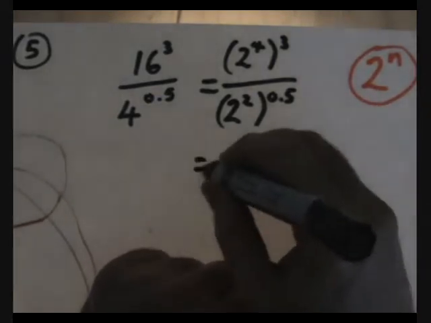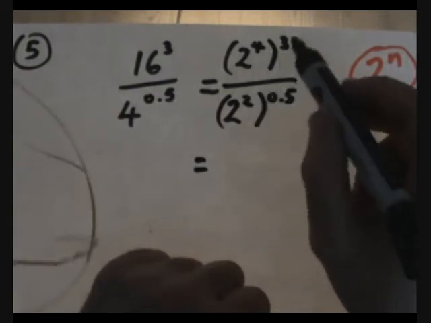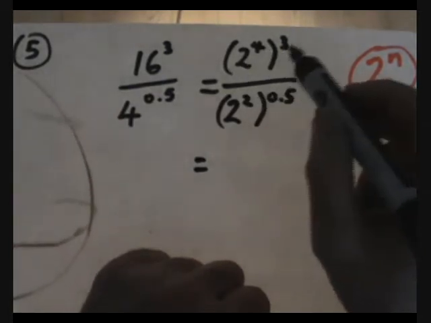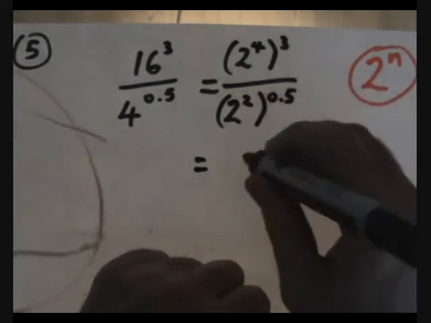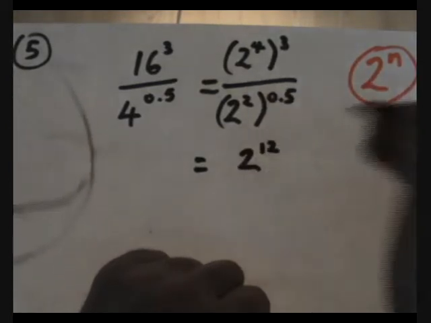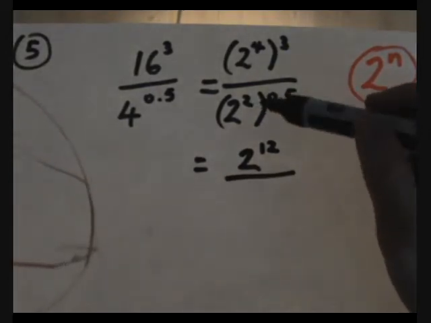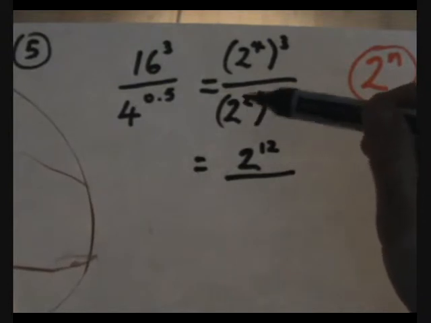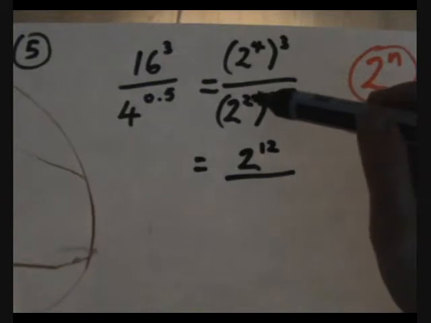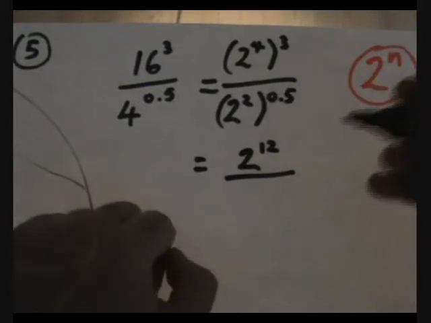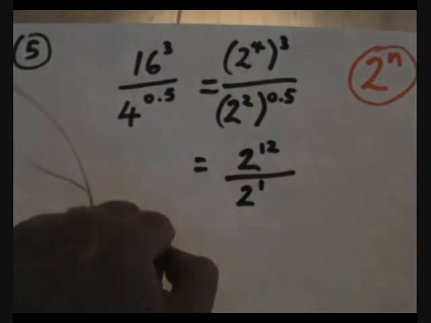final answer. Right, so we've got 2 to the power of 4 on the top, all of that to the power of 3, and the rule for that is multiply the powers. So 2 to the power of 4, all of that to the power of 3 makes 2 to the power of 12. And then we've got the same thing on the bottom, multiply the powers, 2 to the power of 2, all to the power of 0.5, multiply 2 by 0.5 to give you 1. So the bottom bit is 2 to the power of 1.